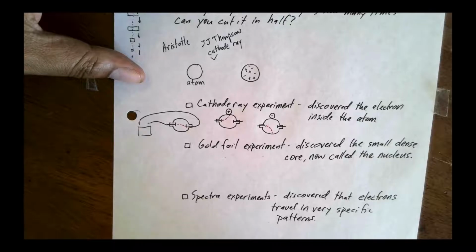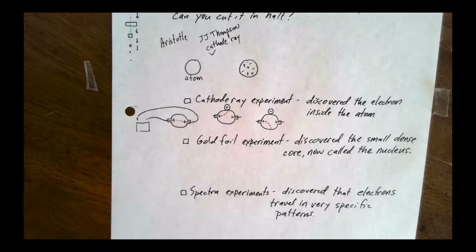What he was able to conclude was that, number one, atoms were not very, very tiny, solid, spherical, like billiard balls if you've ever played pool. That's not what atoms look like. According to his experiment, atoms are actually made of smaller parts, which we call subatomic particles.